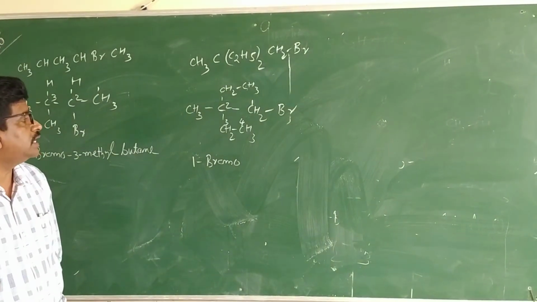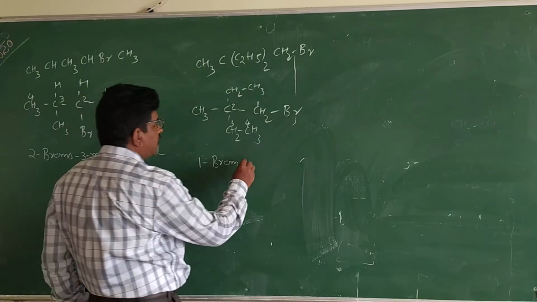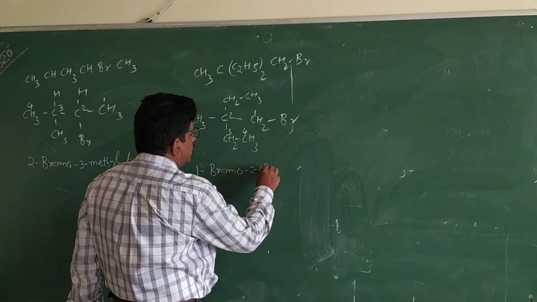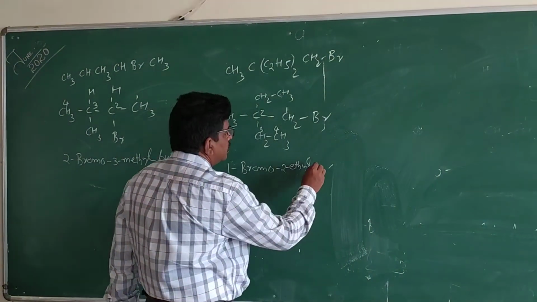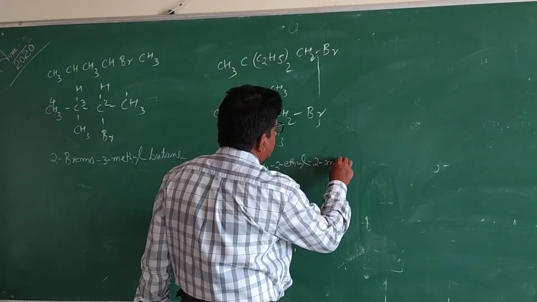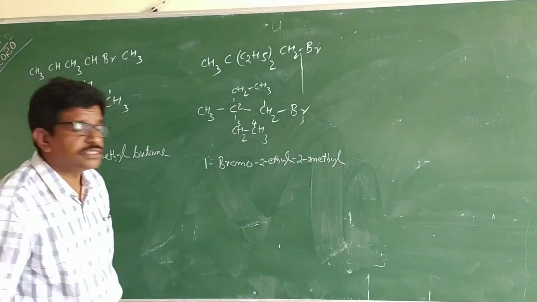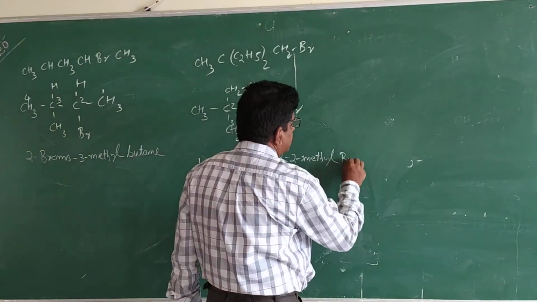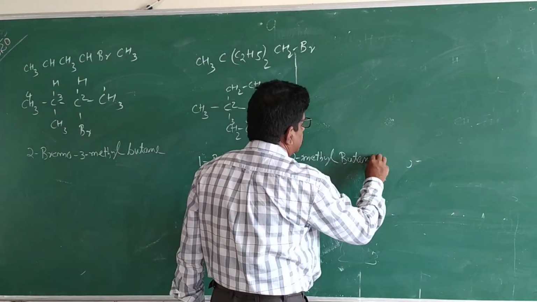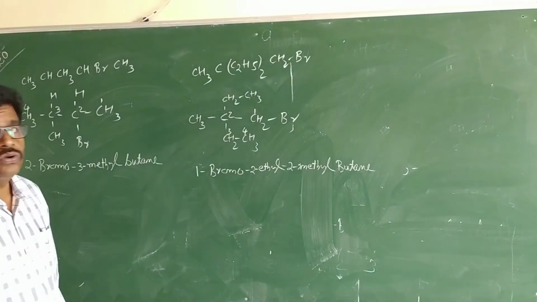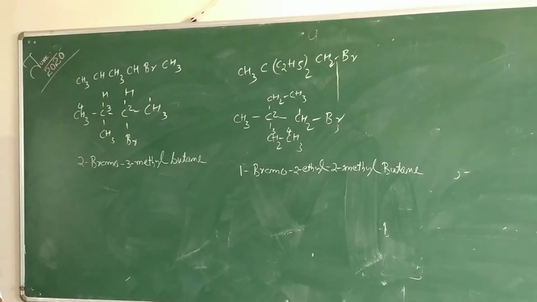In alphabetic order, E comes first. So write ethyl first, 2 ethyl, then 2 methyl, and parent compound is butane. 1 bromo, 2 ethyl, 2 methyl, butane.